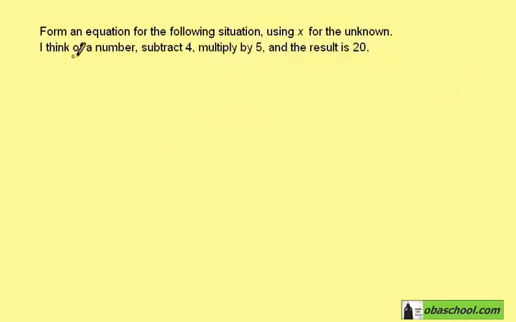We now want to form an equation for the following situation using x for the unknown. I think of a number. Subtract 4, multiply by 5, and the result is 20. The number we think of is the unknown, so it's called x. The first thing we do to x is subtract 4. We then multiply by 5.